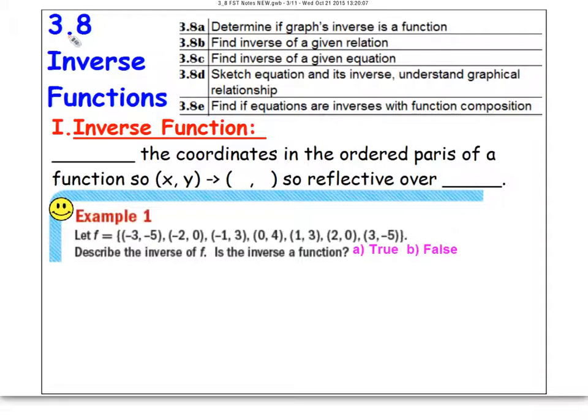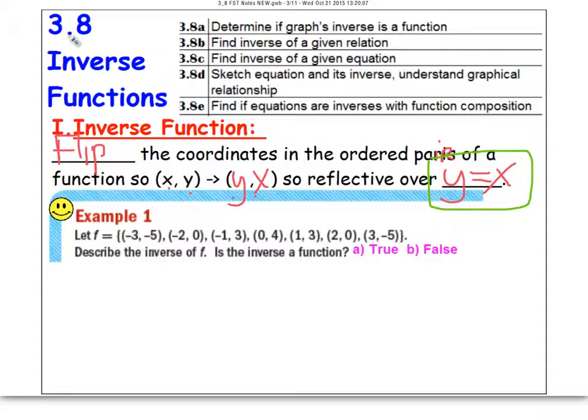So let's start by defining how to find an inverse, and it's this. We are going to flip the coordinates in the ordered pairs of a function, so (x, y) becomes (y, x). What we did here is we made (x, y) and we made (y, x). So what's going to happen is a reflection over the line y equals x. This is actually a very key part of when we start looking at the equations of the inverses, to realize that y equals x is actually an equation of a line.